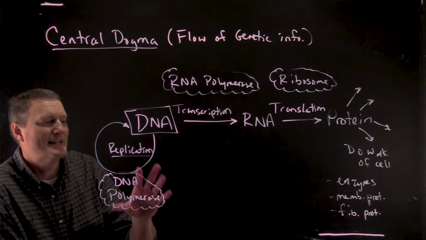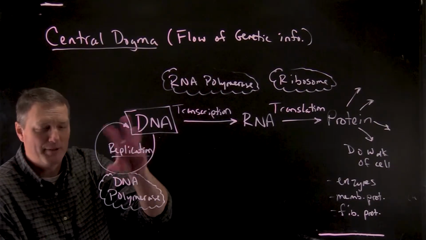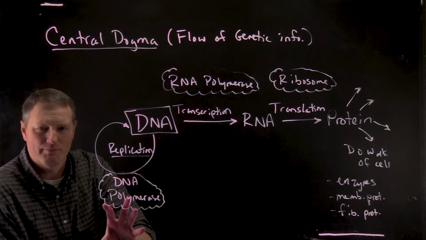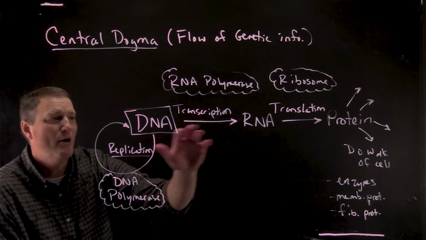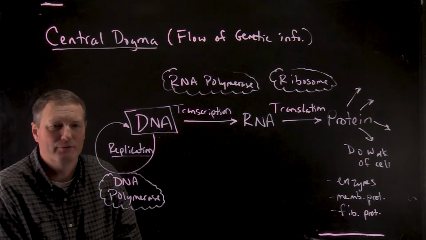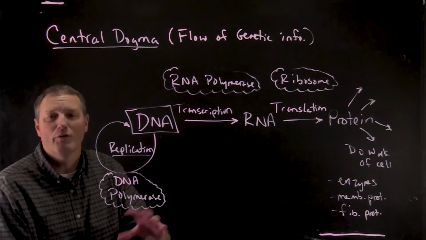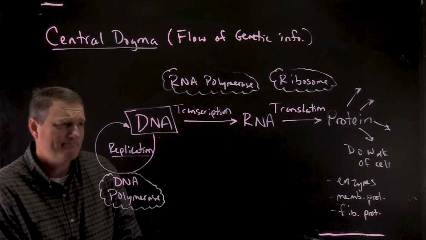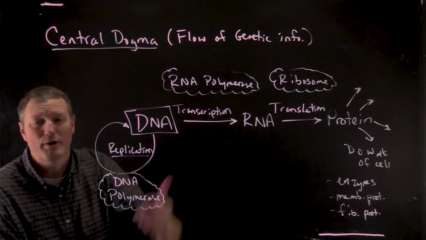But at least here on our planet, this is the way that genetic information is replicated and then sent to future generations, or on a daily basis, how the DNA instructs our cells to actually do the daily work of the cell. All right, so that's the overarching view of the central dogma. In later sections, we're going to talk a little bit more about the specific details of each of these processes.